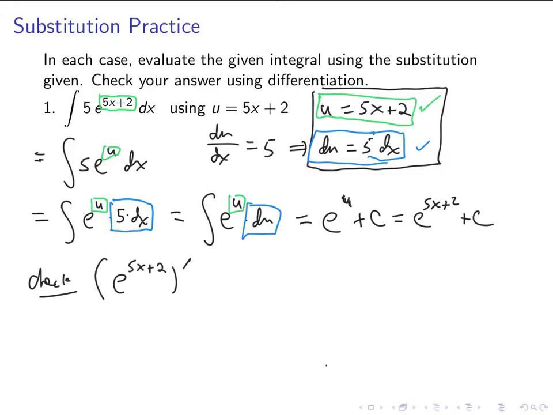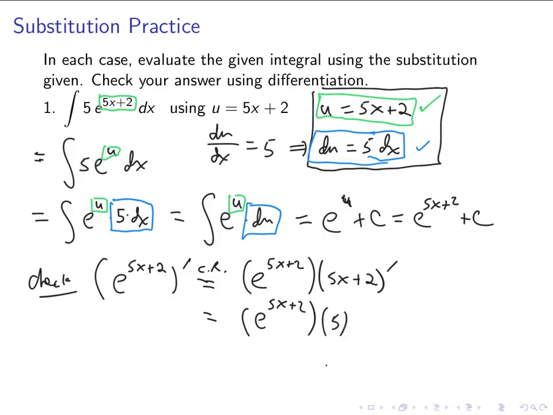we can take the derivative of the answer we got, and we know from the chain rule that the derivative rule for e to a power is just e to that exact same power times the derivative of that power. And the derivative of 5x plus 2 is just 5. So this will be e to the 5x plus 2 times 5, and that does match our original integrand.